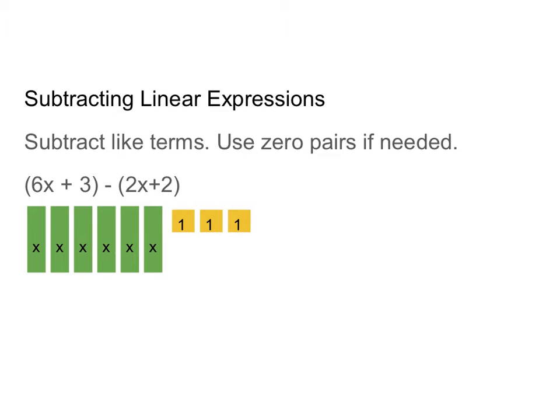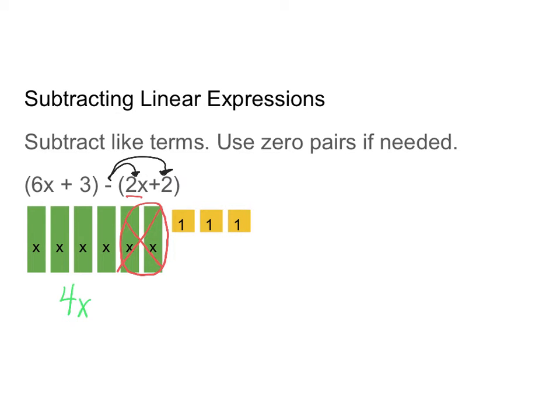So here I have 6x plus 3. So I have 6 x's plus 3. And it says that I have to take away 2x and take away 2 positives. I have to take away everything. So you have to think of that I'm taking away the 2x and I'm taking away the positive 2. So what I'm going to go ahead and do is I'm going to take away from this 6x here 2 x's. So I'm going to cross off these 2 x's. So I'm left with 4 x's.